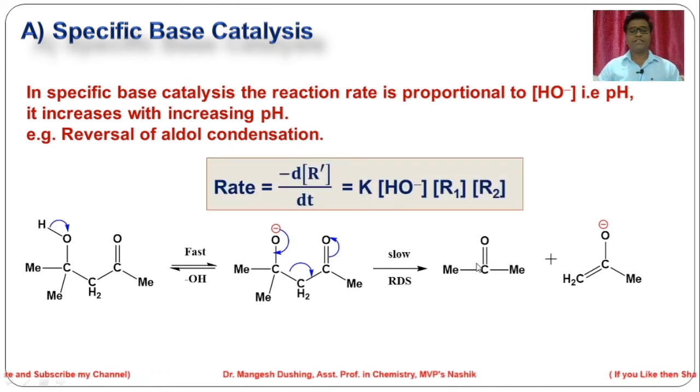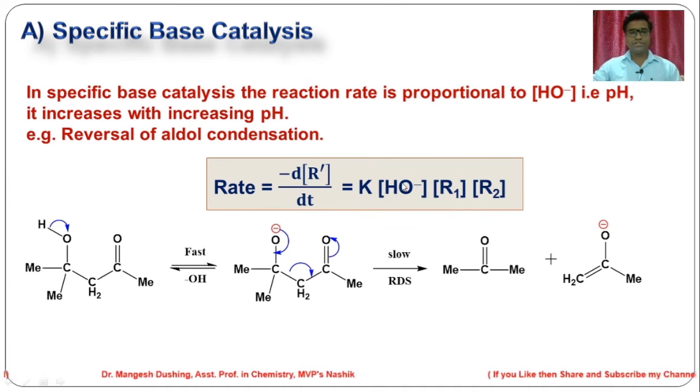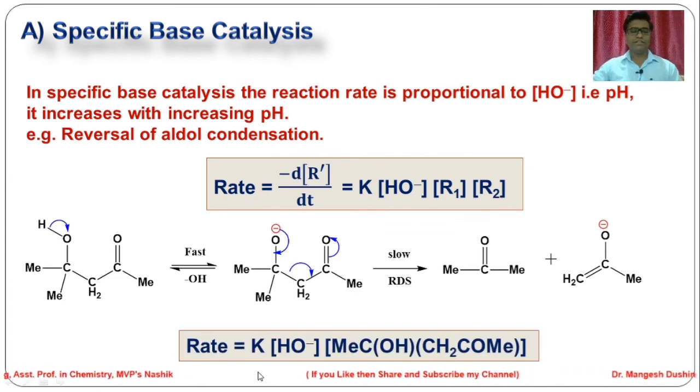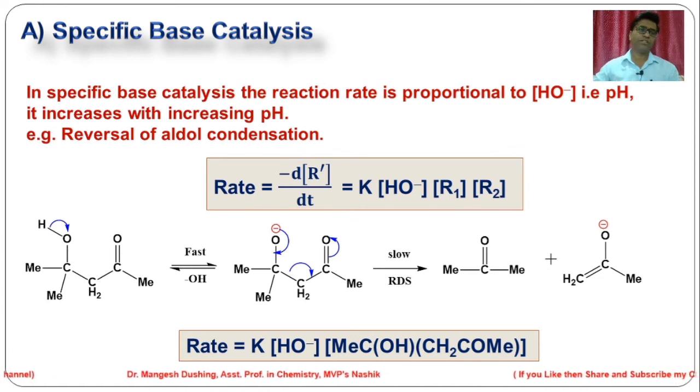Now the rate of reaction is equal to the rate constant into the concentration of OH minus ions into the concentration of reactants. So for this particular reaction, the rate is equal to a proportionality constant into the concentration of OH minus ion into the concentration of reactant. So in specific base catalysis, the rate of reaction is proportional to the concentration of OH minus ions as well as reactants. So that is called specific base catalysis.